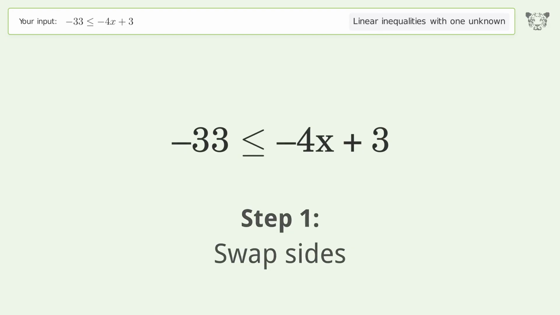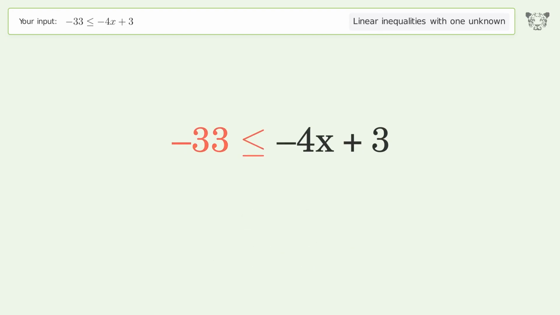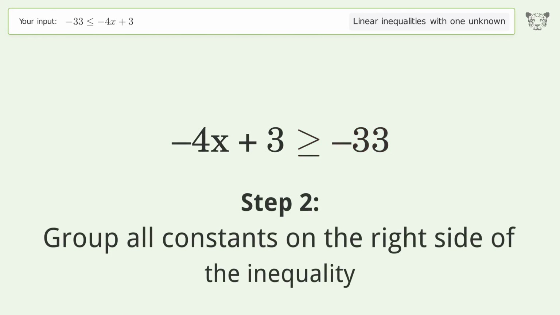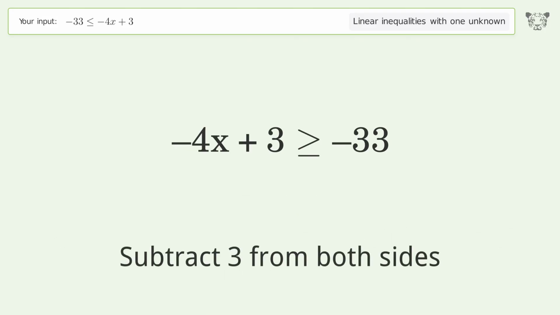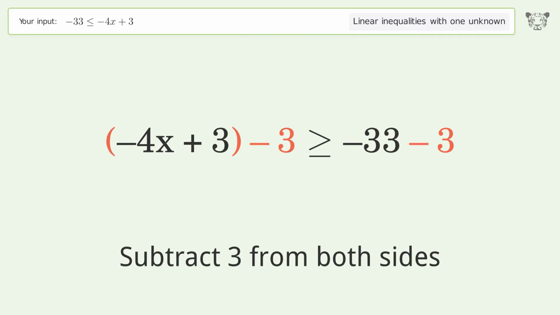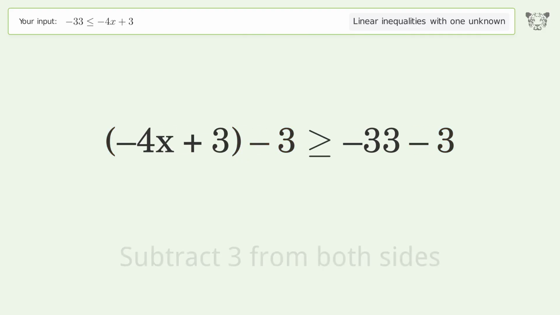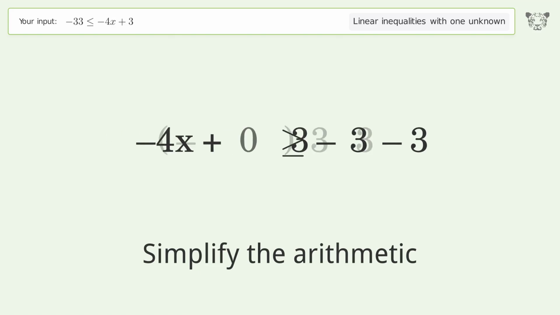Swap sides. Group all constants on the right side of the inequality. Subtract 3 from both sides. Simplify the arithmetic.